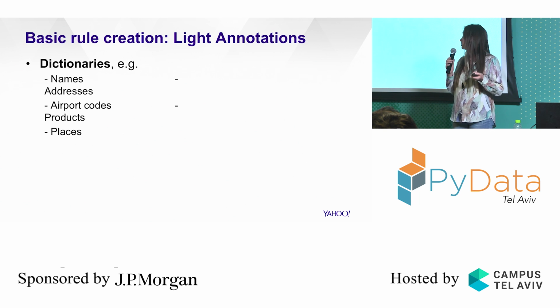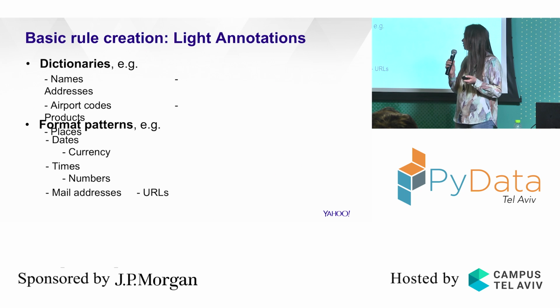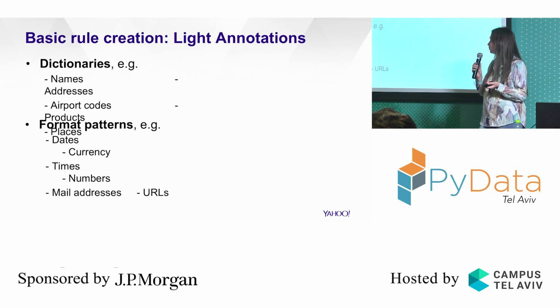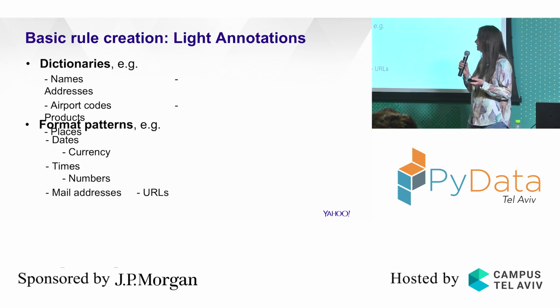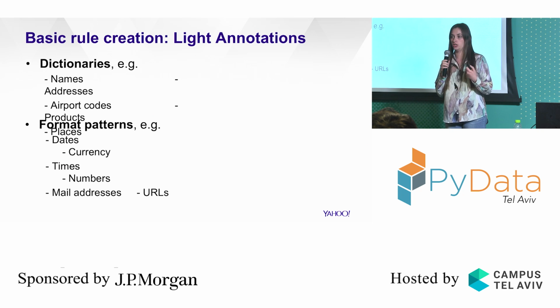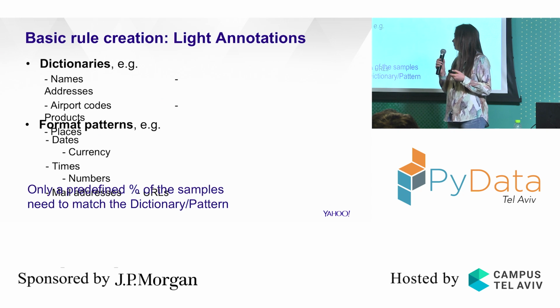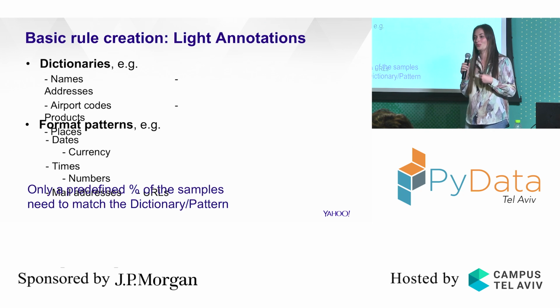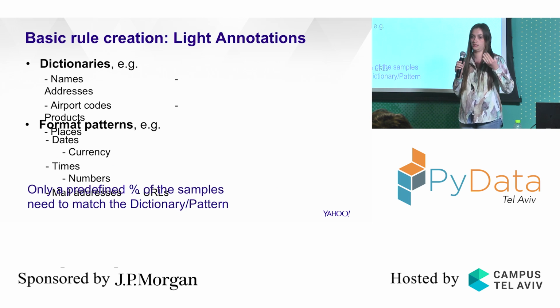So what annotations do we use? We have two types of annotators, dictionary and format patterns. But the most important part in annotators, as you can see, is that we need only a defined percentage of the samples to be inside this dictionary or to match the pattern.